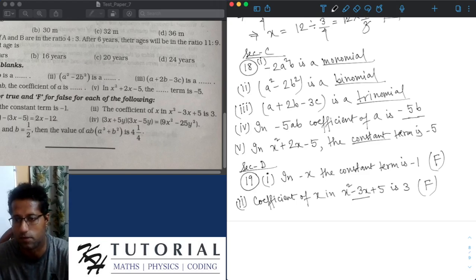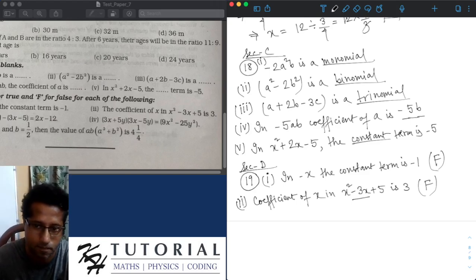Please note this thing very carefully. It is not x square. The term that has x is minus 3x, not x square. And so the term is minus 3x, and so the coefficient of x in minus 3x is minus 3, not 3. It is minus 3. So this statement is false.